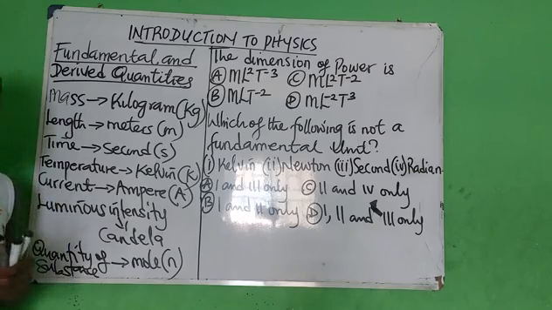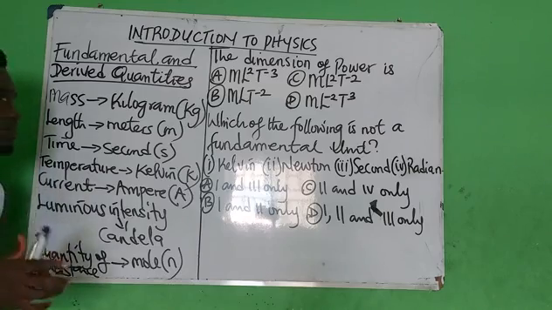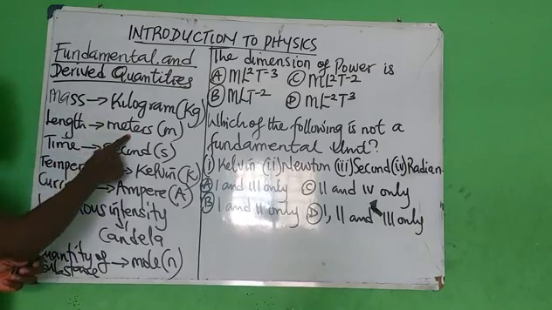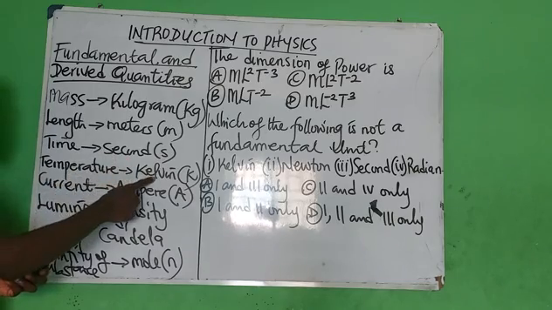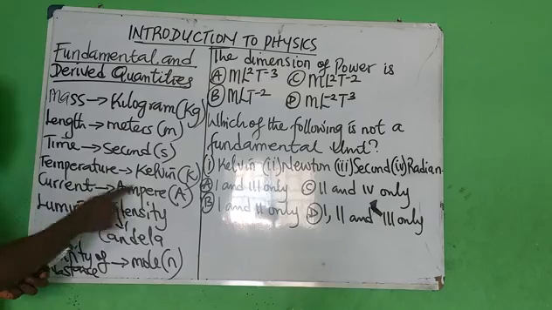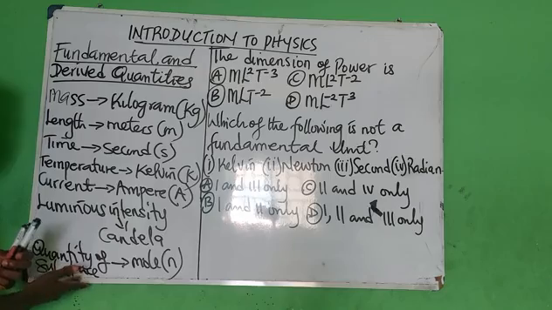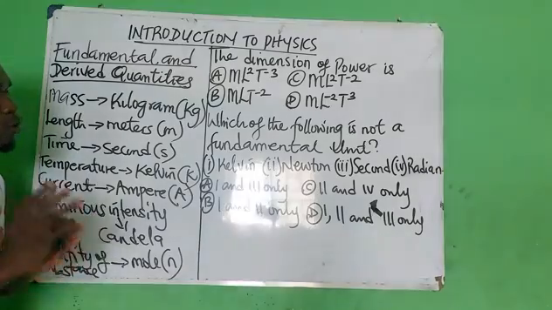Fundamental quantities are quantities that are independent or they do not depend on other quantities, which means that they can exist alone. Now, we have several examples of fundamental quantities. Mass measured in kilogram, length measured in meters, time measured in seconds, temperature measured in Kelvin, current measured in ampere, luminous intensity measured in candela, quantity of substance measured in what? Mole. Please take note, do not mix them up.